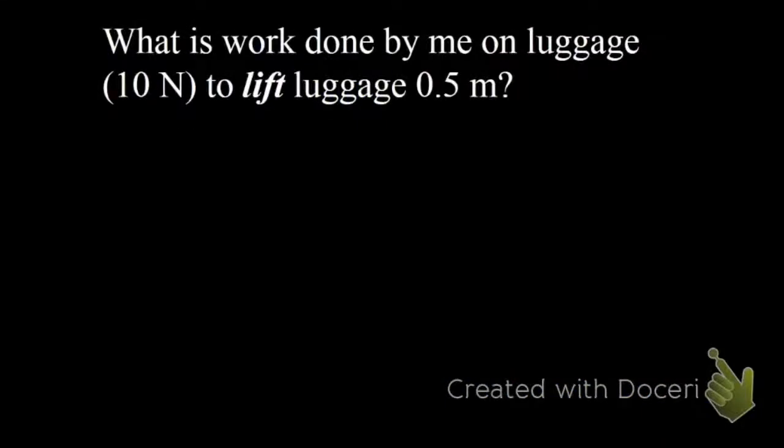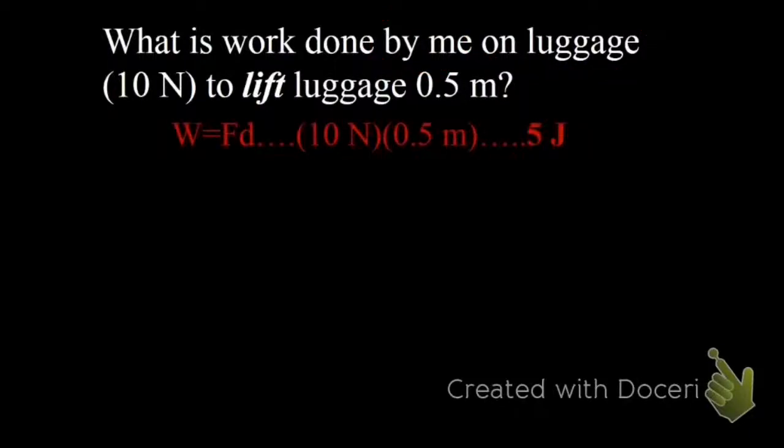Now let's look at how this might show up in some problems. A couple simple ones here. We'll get into some more complicated ones in class. What is the work done by me on luggage, that's 10 newtons, to lift the luggage 0.5 meters? One thing to consider as you're answering these questions is the language. We're going to see "what is the work done by me on the luggage." What is doing the work is an important piece of these questions. That'll show up more in our homework.